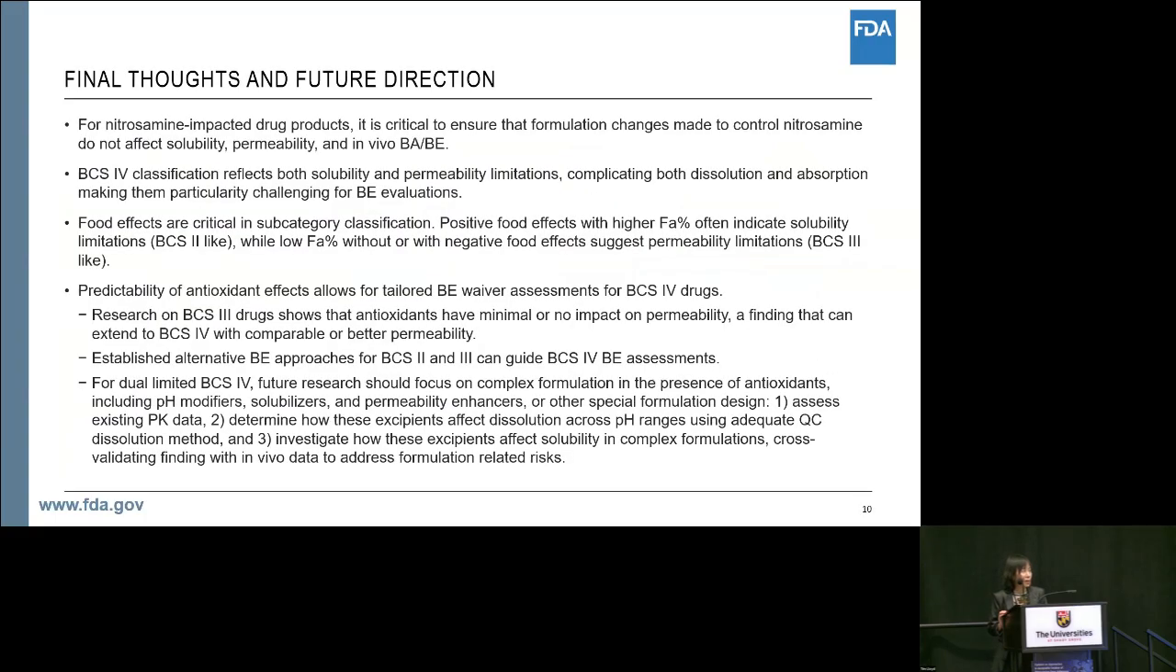In conclusion, I want to highlight the main key points: BCS classification is the key factor to support the alternative BE approach, and the BCS class 3 findings can be extended to BCS class 4 drug products. For dual BCS class 4 drug products, future research and discussion are ongoing, and the directions will be how we analyze and evaluate complex formulations and interactions between excipients, and how we formalize the BCS classification in order to support alternative BE approaches.